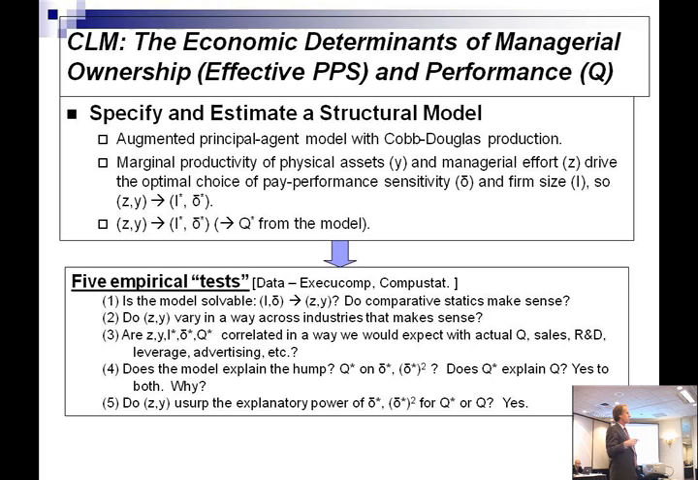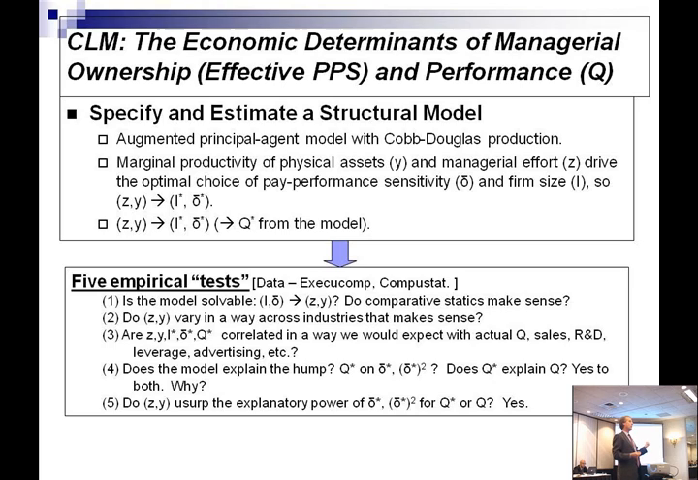I'm showing you this just because it's also a representation of the way that we worry about it. We specify an estimated structural model. And how we do it, we augment a principal agent model with the Cobb-Douglas production function. The important parameters here are the ones that govern the productivity of physical assets and the productivity of managerial input, and those are Y and Z. Those things in the model, with some other parameters, drive the optimal choice in our model of firm size, what's inside the firm and what's outside the firm, and what the contract looks like for the manager, so the pay performance sensitivity. So Z and Y are supposed to give rise to I and delta, and we also define Q in a natural way. We think it was a natural way in the model.